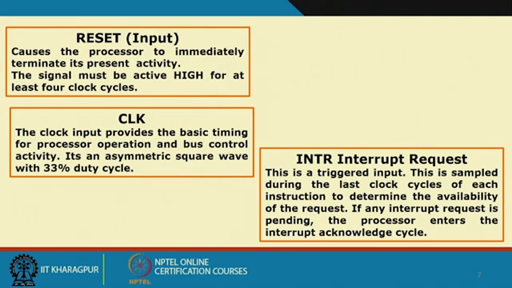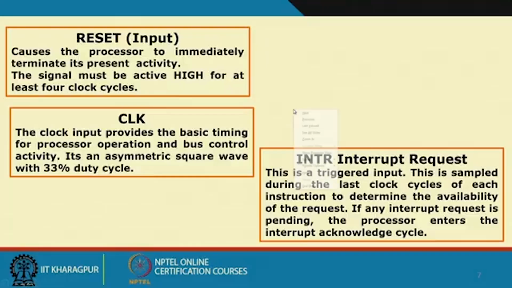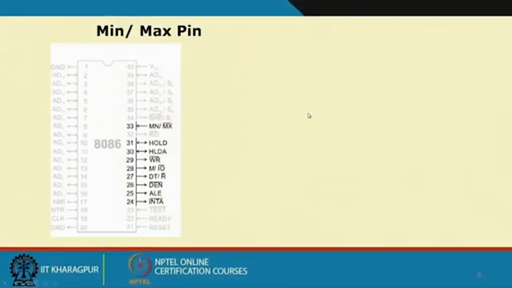Then if the interrupt is pending, the processor will go into an interrupt acknowledge cycle, activating the INTA signal, and again the same thing, the device should put the address of the interrupt service routine onto the data bus, and from that point the interrupt service routine should start. So, these operations are similar to those of 8085.